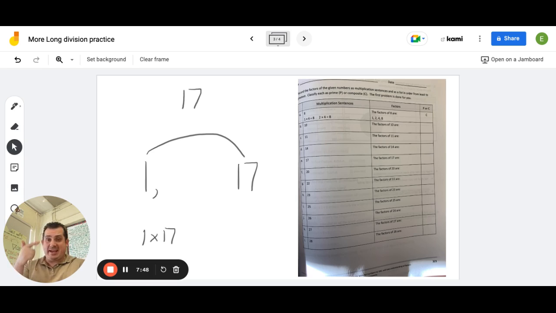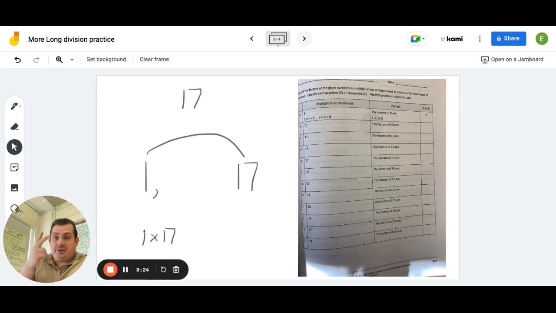4, 8, 12, 16, 20. Nope. 5 is not a factor, because 5 would only be a factor if my number ended in a 0 or a 5. So it's not 5. And I could keep on going. 6, 12, 18. Nope. 7, is 7 a factor? 7, 14, 21. Nope. 8, is 8 a factor? 8, 16, 24. No.